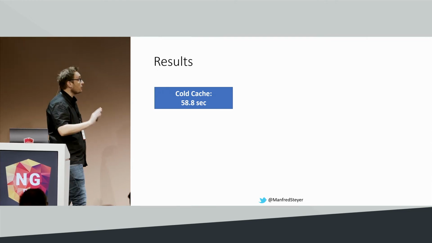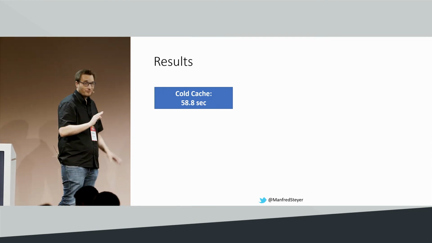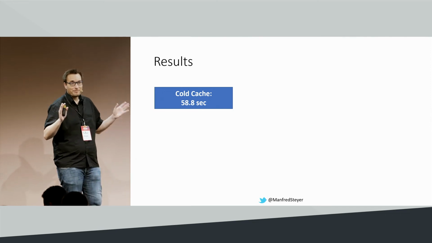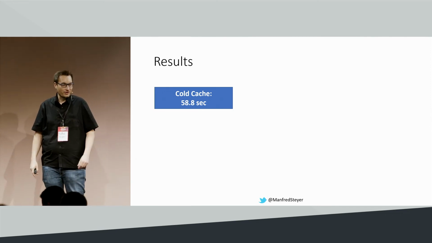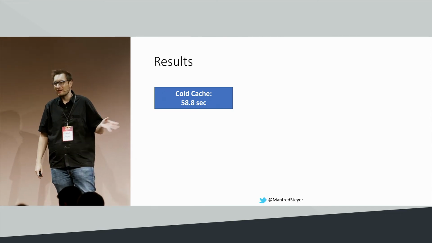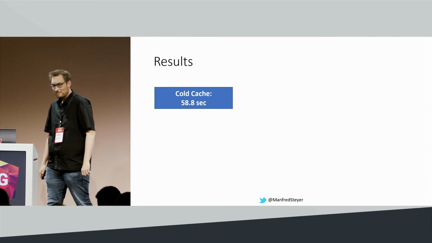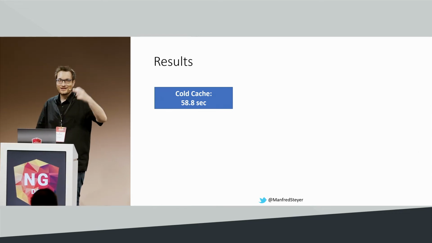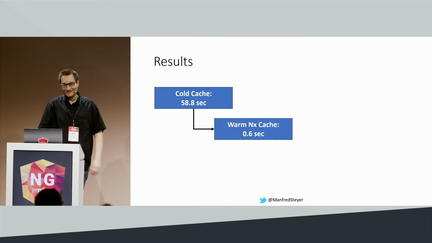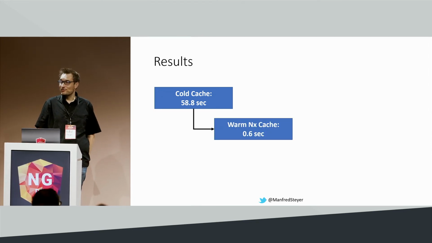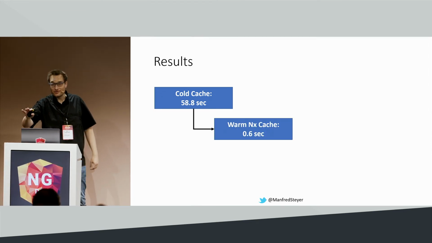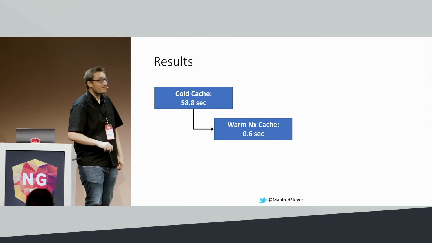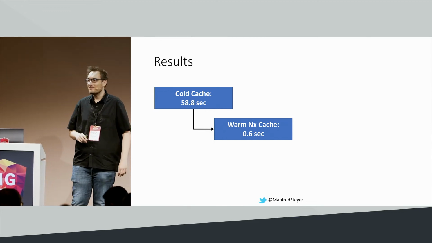When I have a cold cache, that means the cache is empty, then building those 200 features takes about 1 minute on my machine. Seems like I'm on a budget again. History repeats. When I have a warm cache, when everything is in there and nothing changed, it takes less than a second. How cool is this?